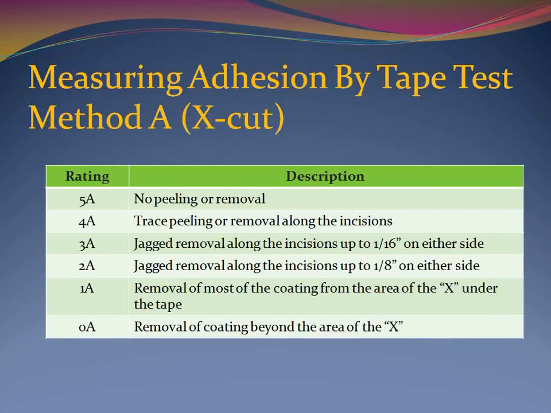Since there will be shavings of coating down in the grooves of the cuts, it is not a good idea to rate the adhesion based on what appears on the tape, since the tape will almost always have coating debris on it. Instead, look at the X cut on the coated surface and rate the condition of it according to the rating scale in the ASTM standard, which is shown on the slide. A rating of 5A indicates excellent adhesion, while a rating of 0A indicates very poor adhesion.